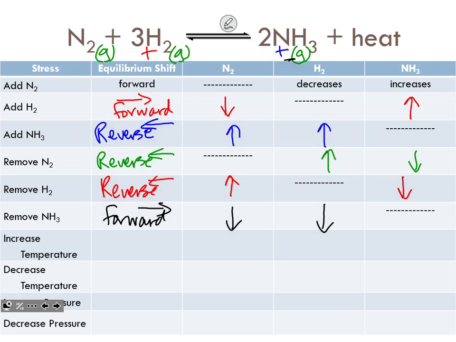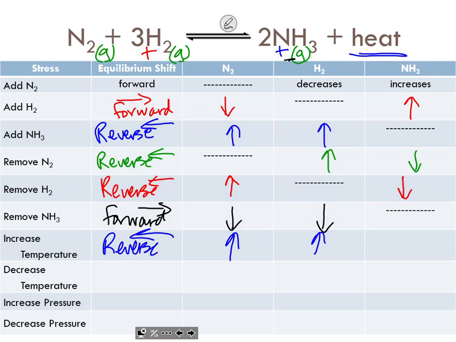Now, looking here at the temperature, what do I need to focus on? Where the heat is positioned. It's over here. This is exothermic. So if I increase temperature, I'm adding in heat. Heat is a product. Which way is it going to go? Reverse. Very good. It's going to go the other direction. All right, so that means nitrogen increases, the hydrogen increases, the ammonia is going to decrease.